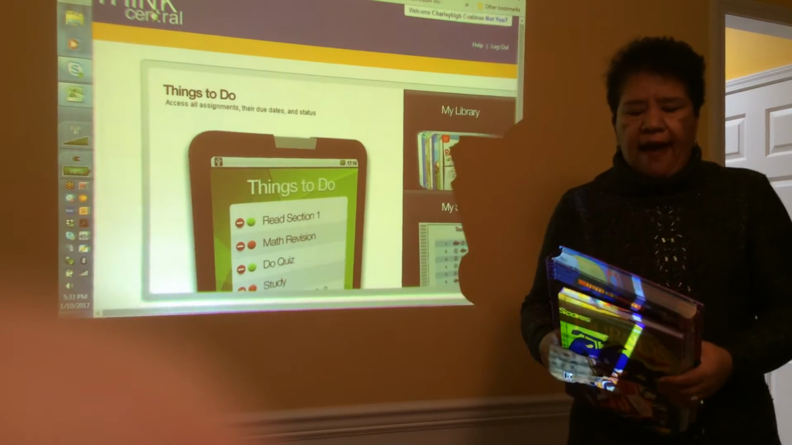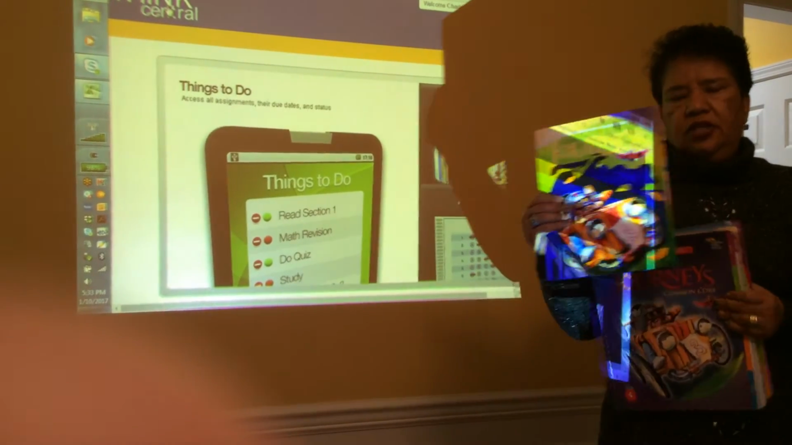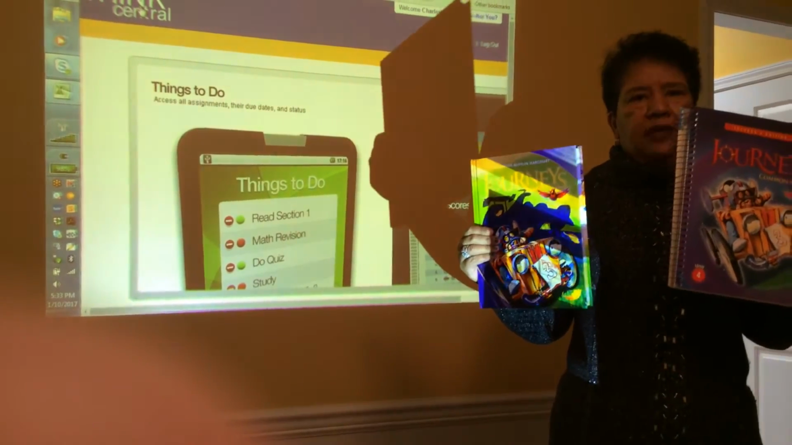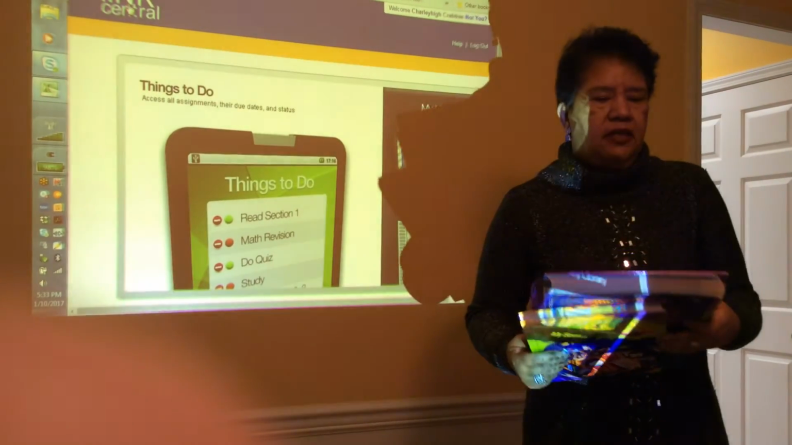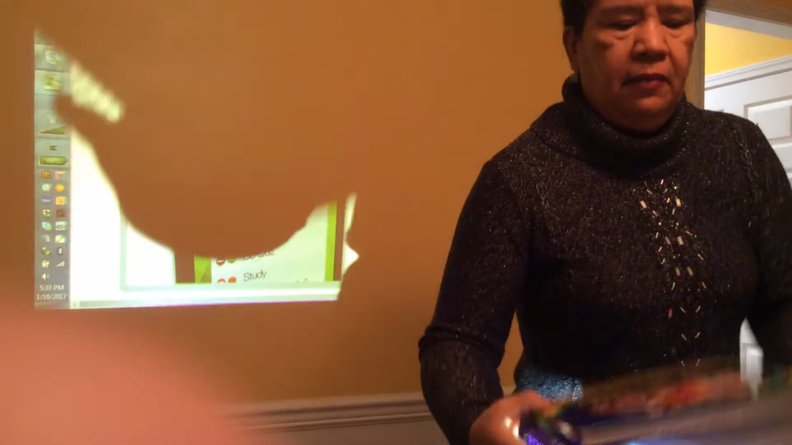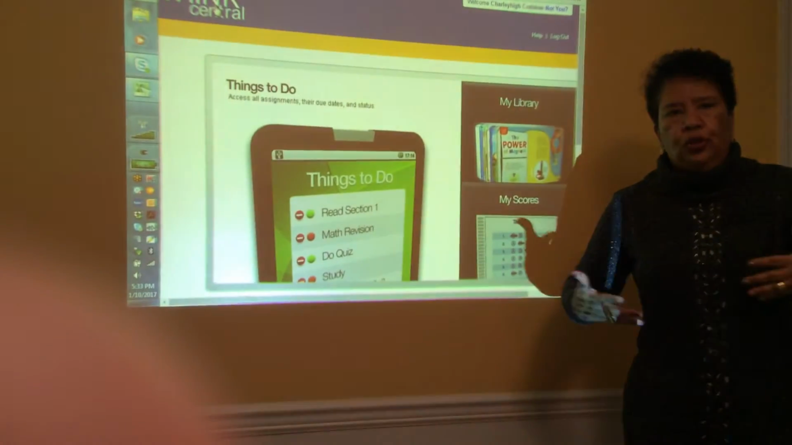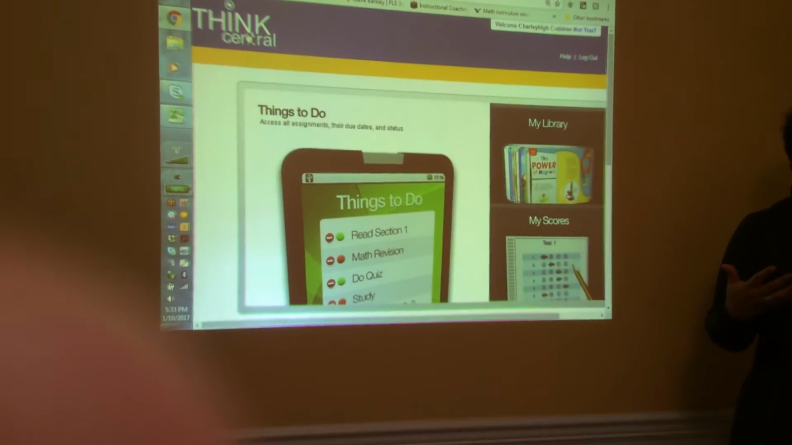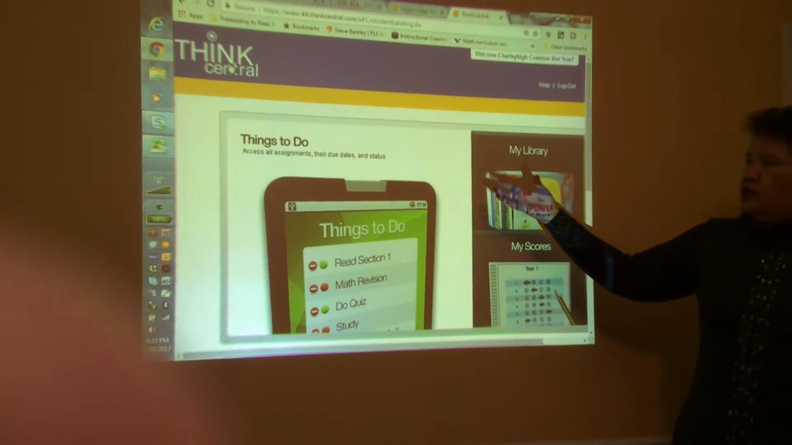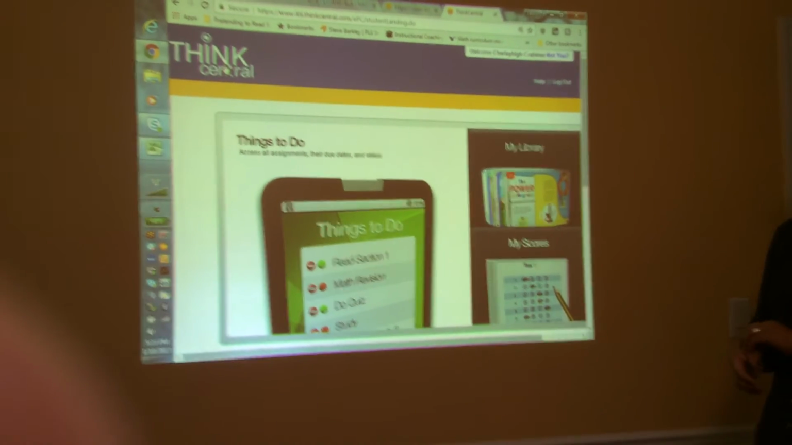So we have looked at the student edition and the teacher's edition in print, and now we're going to look at our digital resources. You may be wondering, how am I going to engage my student digital learner in Journeys Common Core? This is the Student Think Central website.